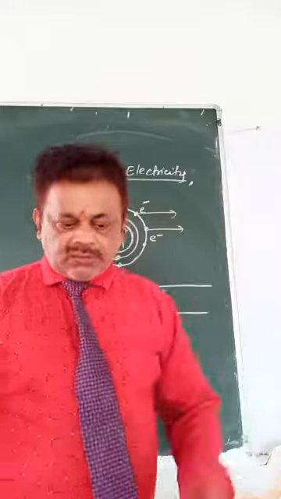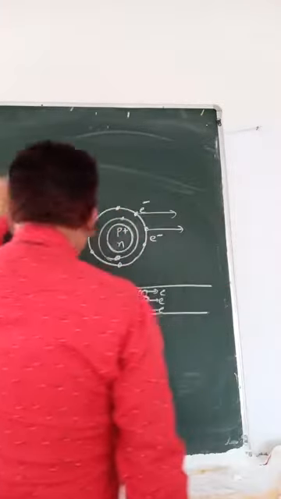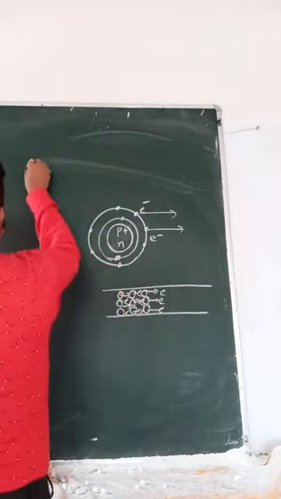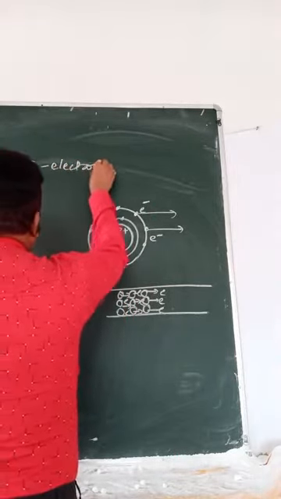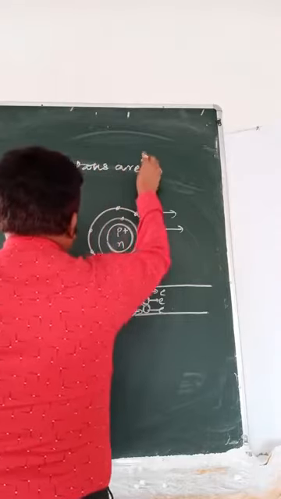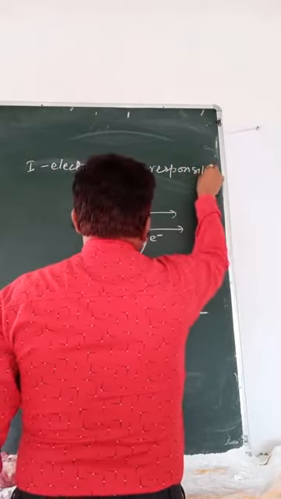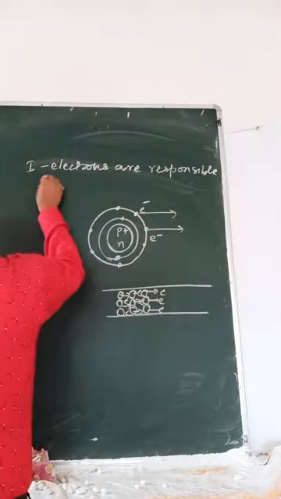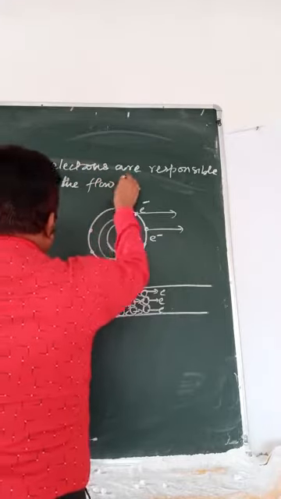So let's note down the first point. First point is, electrons are responsible for the flow of current.